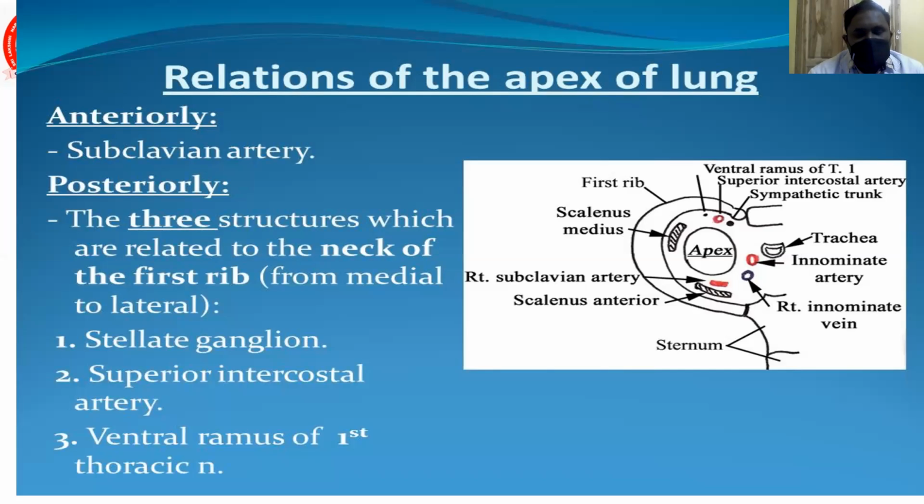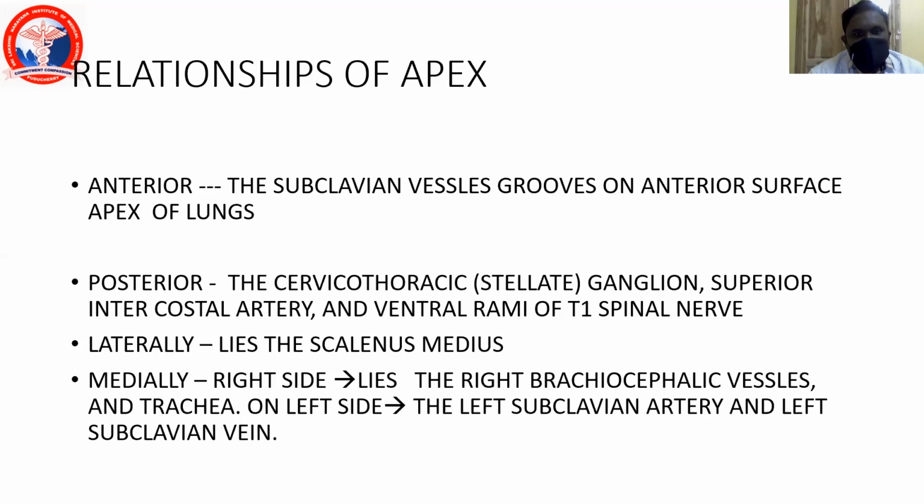The apex of the lung is anteriorly bounded by the subclavian artery, and posteriorly by three structures related to the neck of the first rib, from medial to lateral: stellate ganglion, superior intercostal artery, ventral ramus of first thoracic nerve. These are the relations of the apex of the lung.